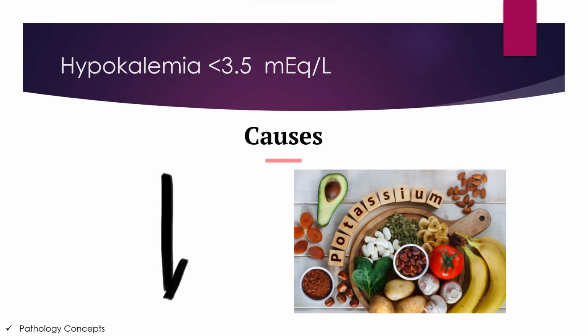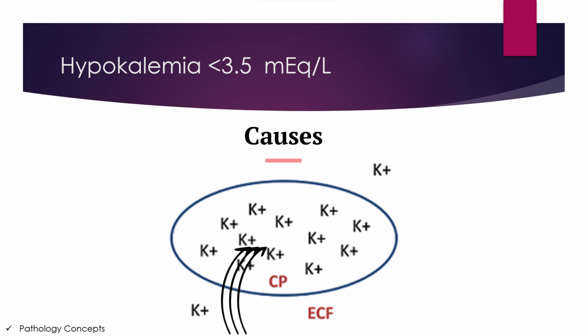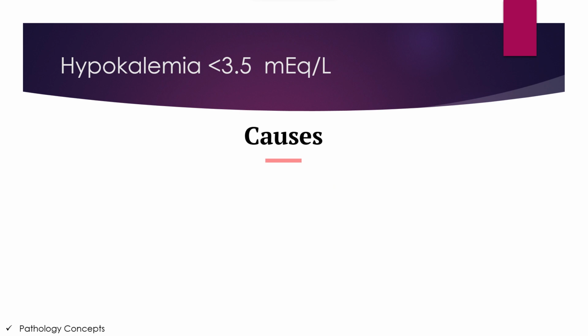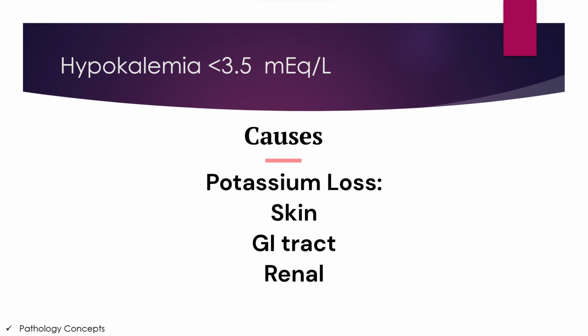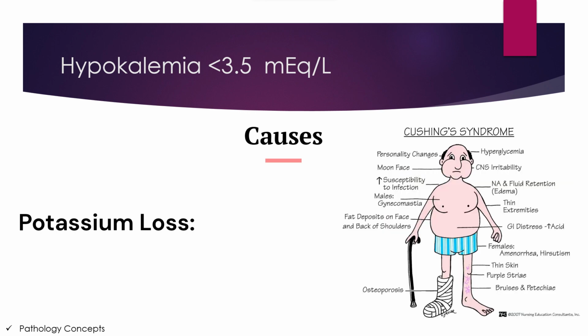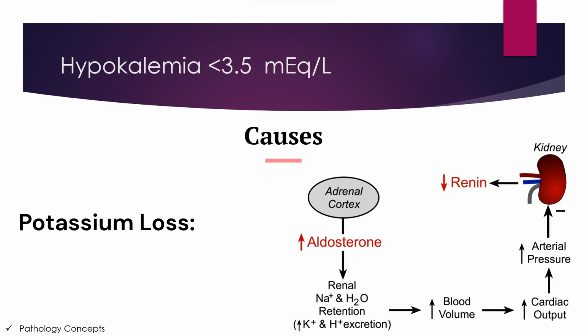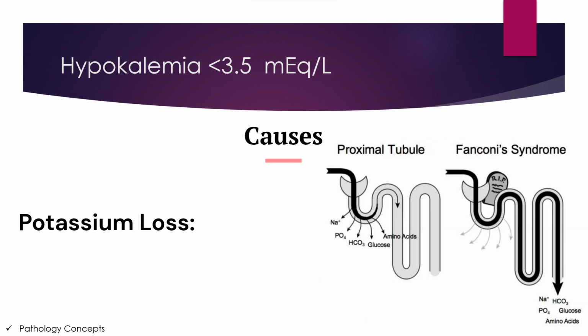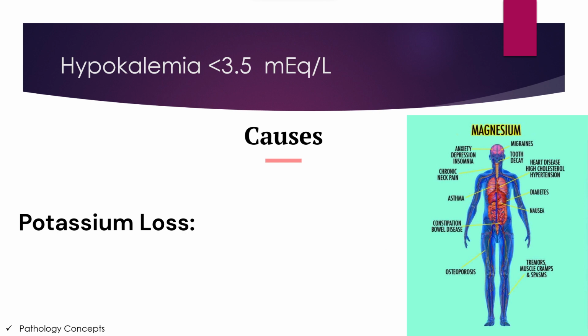Let's see the causes of hypokalemia. First is decreased potassium intake. Second is transcellular shifts of potassium due to insulin, beta 2 agonist, or thyrotoxicosis. Third is increased potassium loss, either skin, gastrointestinal, or renal loss, which occurs in diarrhea, Cushing syndrome, primary hyperaldosteronism, Bartter syndrome, Gitelman syndrome, Liddle syndrome, Fanconi syndrome, and hypomagnesemia.